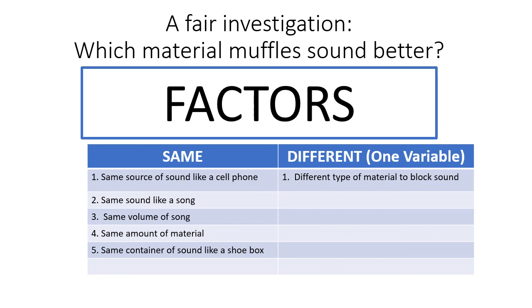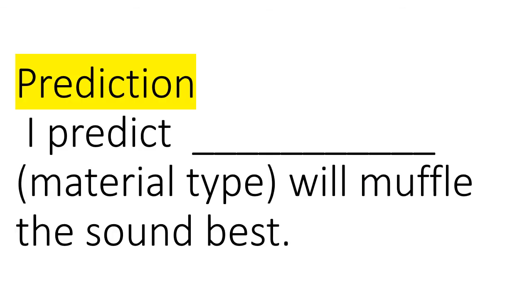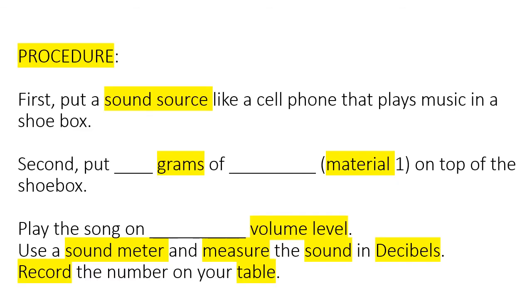And so what would be the variable? Like I said, it would be the different type of material to block the sound. That would be the variable. You would use the same amount of material, but the material itself would be different. And then we could predict which material. Maybe we have foil or bubble wrap or a towel, for example.